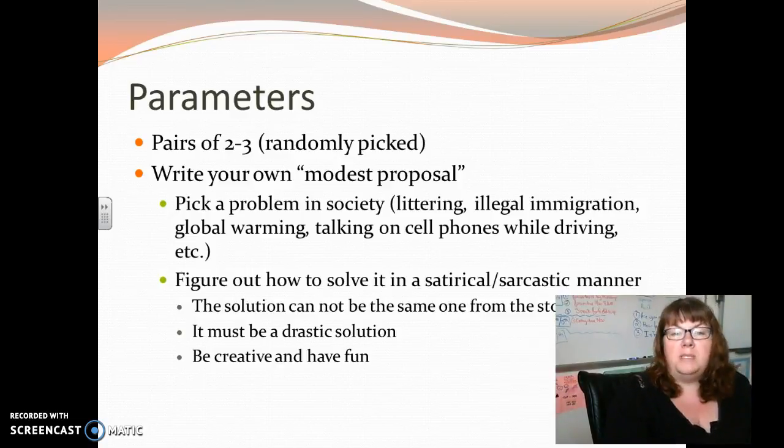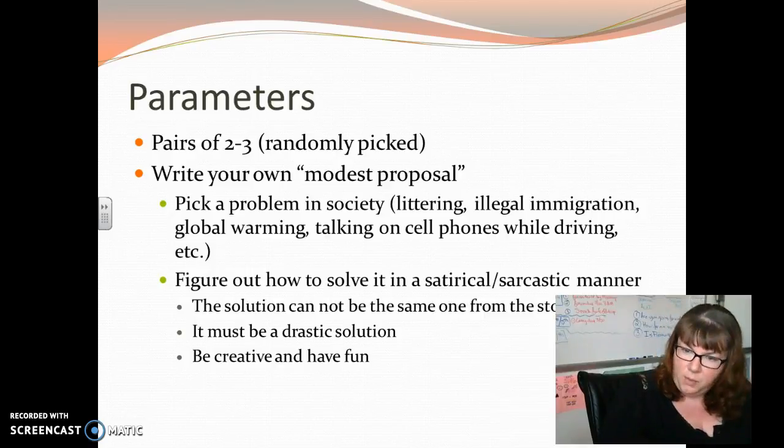So you're going to pick a problem in society. It could be any problem, obviously making it appropriate for school, but still a problem in society. I give some examples here: littering, illegal immigration, global warming, talking on a cell phone while driving, texting while driving. I really would like for you to stay away from homosexuality because I don't think that's appropriate for a project like this. But any other topic, I'm pretty open to.